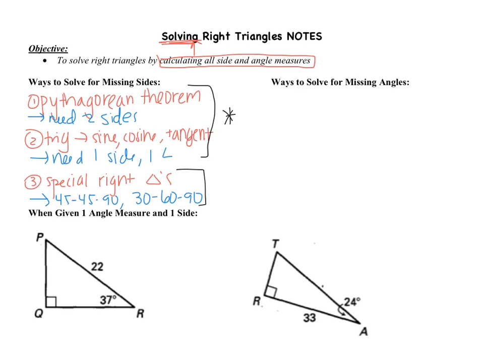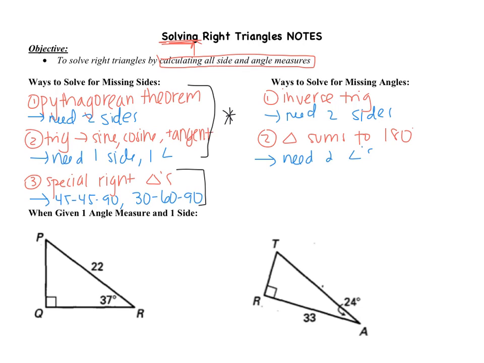Now looking at the ways to solve for missing angles. First one that we can use is inverse trig. Okay, so again, setting up a sine, cosine, or tangent ratio. And then the second way that we can use is that a triangle sums to 180 degrees. And those are only two methods this time around. So again, I want to write down what do we need for this. In order to use inverse trig, we need two sides in that triangle. And then to use the fact that a triangle sums to 180, you're going to need two angles.